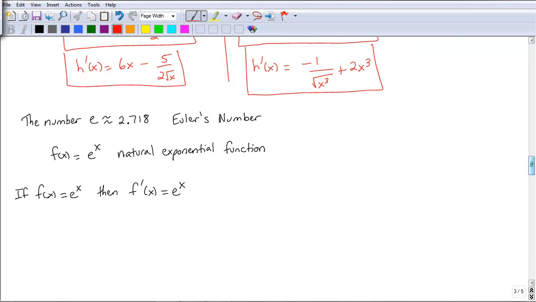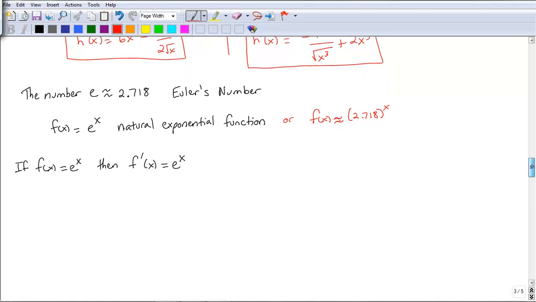Well, now we have to talk about Euler's number. Euler's number is the base of the natural log function. Euler's number is approximately equal to 2.718. And the natural exponential function is e to the x, or 2.718 to the x power. About. Euler's number actually is irrational, so you can't write it down. That's why we use the funny picture, the e, to represent it, just like pi.